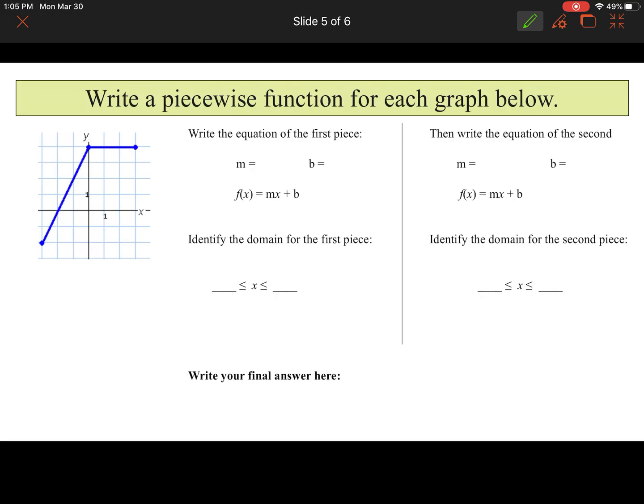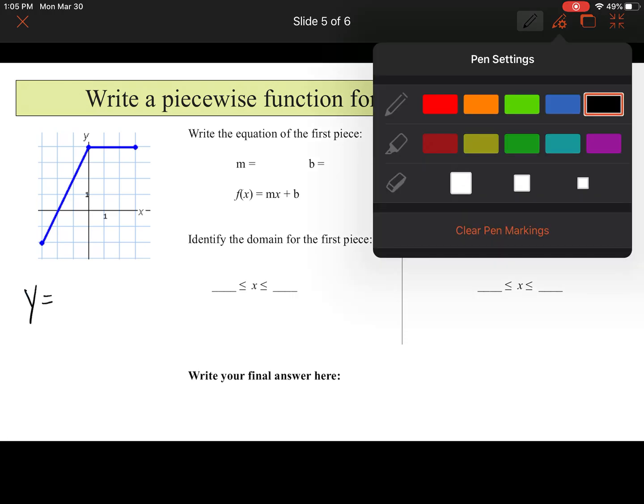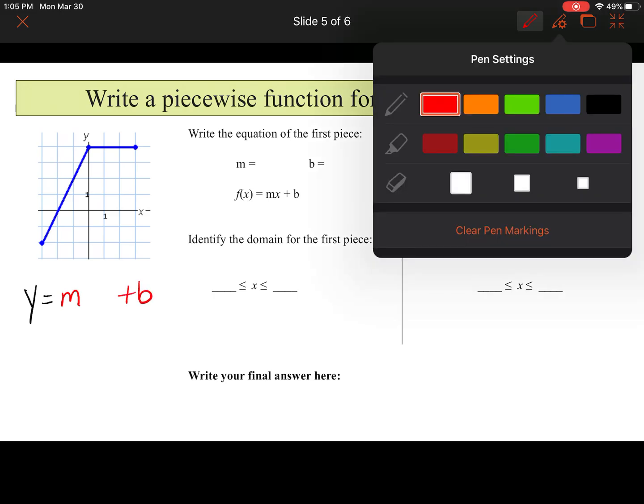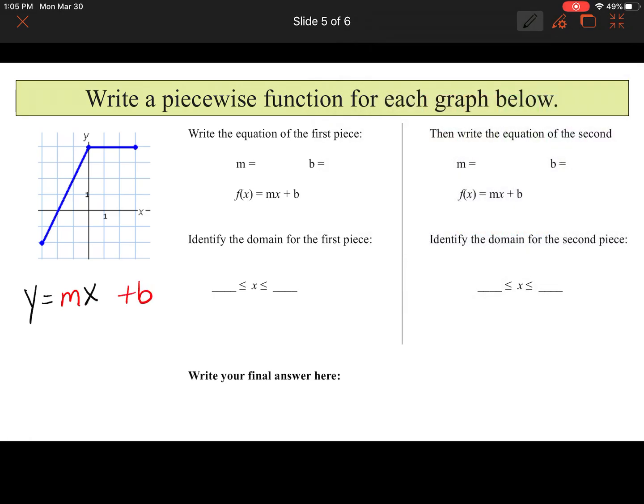Write a piecewise function for each graph below. Okay, so we're basically just writing a separate equation for each line. Remember, these are both straight lines, and our equation for a straight line is y equals mx plus b. Okay, and what we're really doing is we're searching for the m and we're searching for the b for our equation. Alright, so it kind of sets it up for you already. It says write the equation for the first piece. So we're going to call this piece number 1 here.